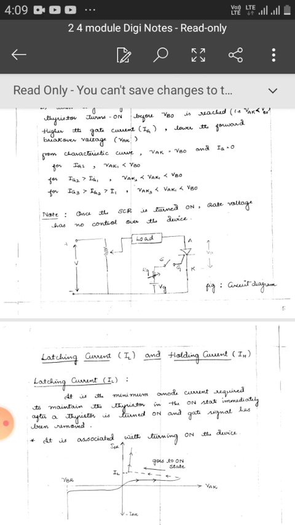From the characteristic, for IG equal to 0, the voltage is VBO. For IG1, VAK1 is less than VBO. For IG2 greater than IG1, VAK2 is less than VAK1 and less than the breakover voltage. Similarly for IG3, which will be greater than IG2 and greater than IG1.